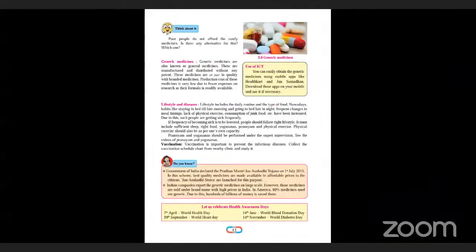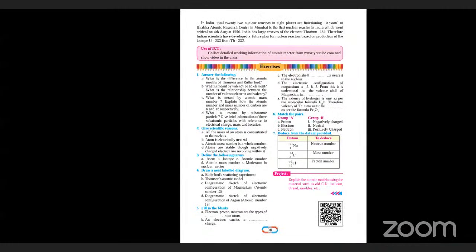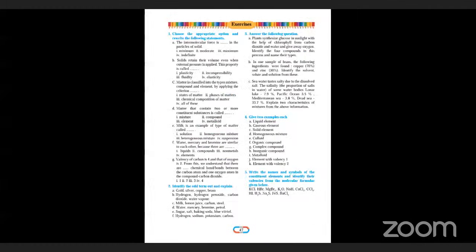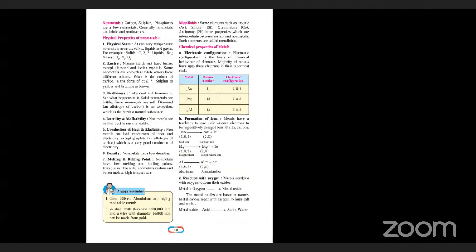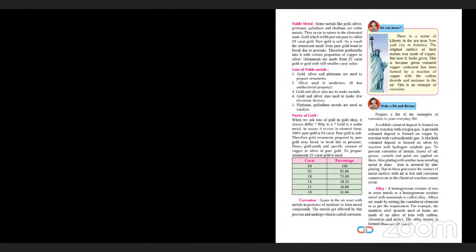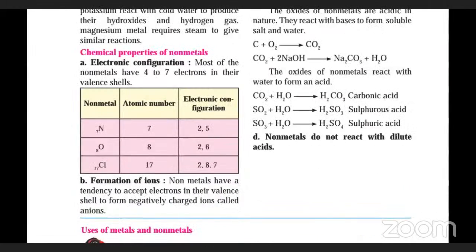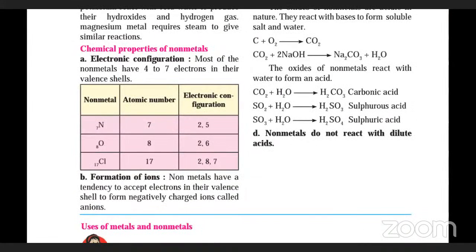So next, students, we need to see the chemical properties of non-metals. Again, electronic configuration. Three non-metals are shown here: nitrogen, oxygen, and chlorine. The atomic numbers are also given: 7, 8, and 17. The electronic configurations are 2,5, 2,6, and 2,8,7.